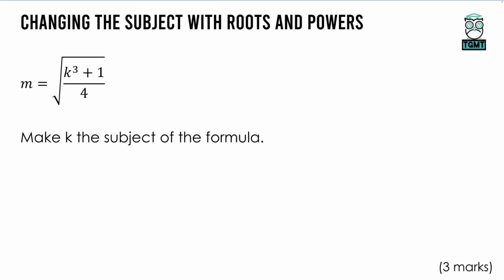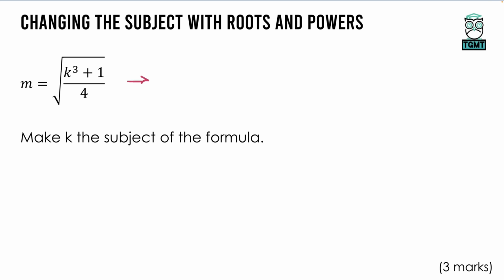So we've got some changing the subject here where we have roots and powers involved. It says here to make k the subject of the formula. Now if everything is underneath a square root or a cube root, the first thing we need to do is to unlock what's underneath by getting rid of the root. The way to get rid of a square root is to square both sides.